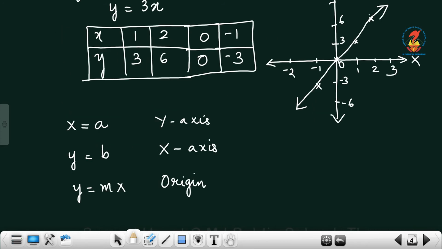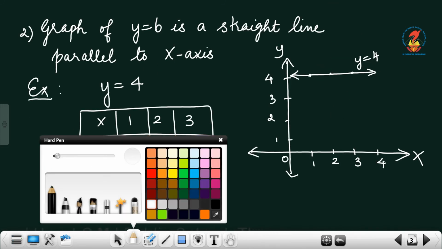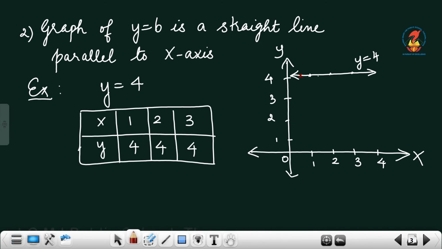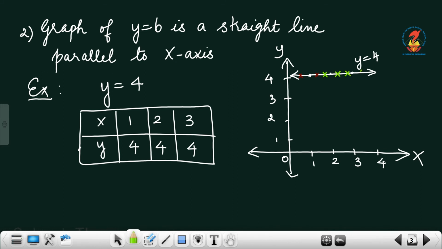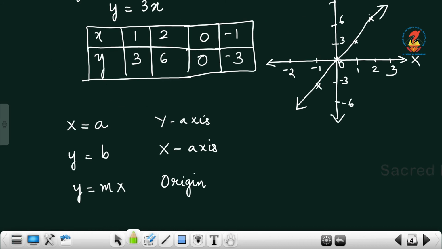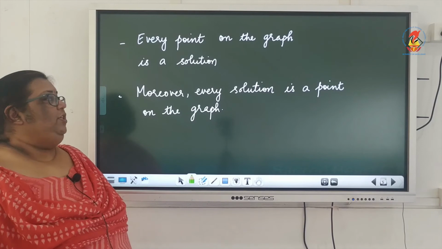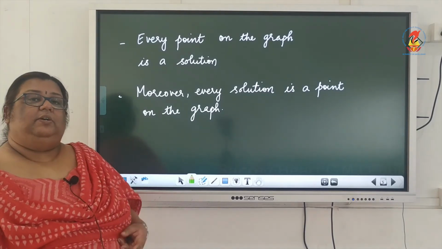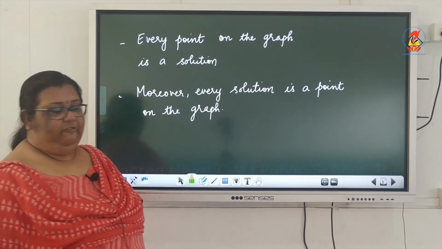If we see the examples that we have done, if I take any point on the graph, if I take a point here, here, here, all these are the solutions. So any point on the graph will be a solution for the equation. Similarly, every solution is a point on the graph. Whatever answer you get after solving an equation, you can plot it in your graph paper.